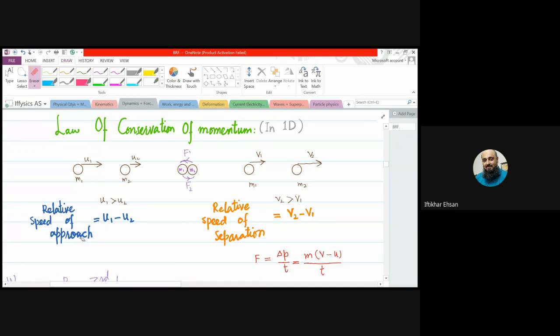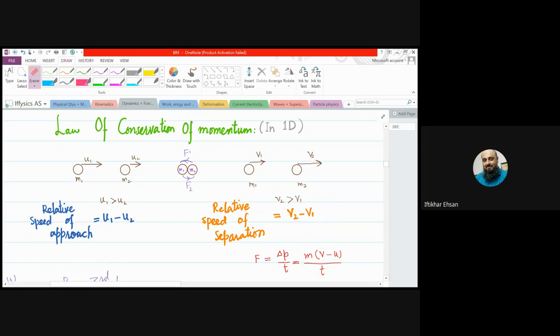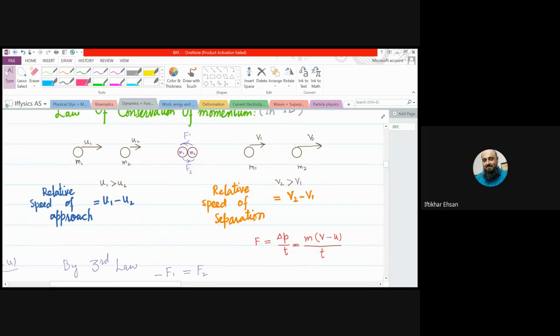That is why it is the relative speed of approach, it is getting closer. And here V2 minus V1 will be the speed with which M2 is getting farther away, separating from M1. So that is the relative speed of separation, V2 minus V1. Beta, for the time being we are no more discussing these two speeds, but they will come in discussion in the next lesson.